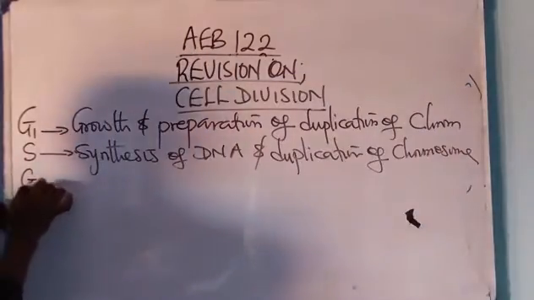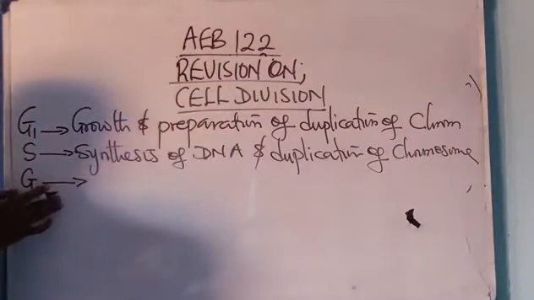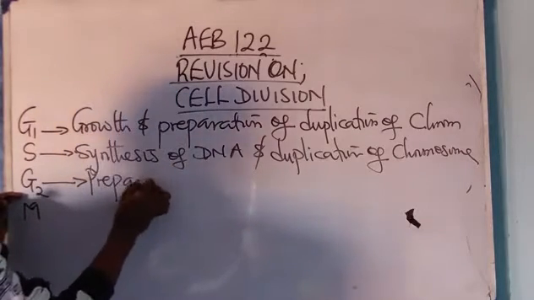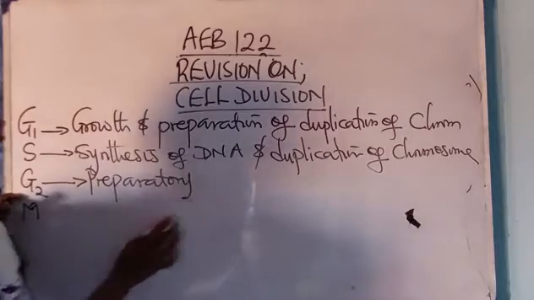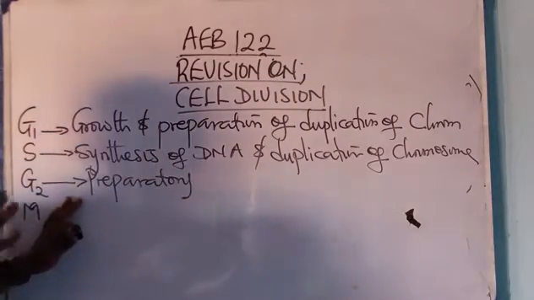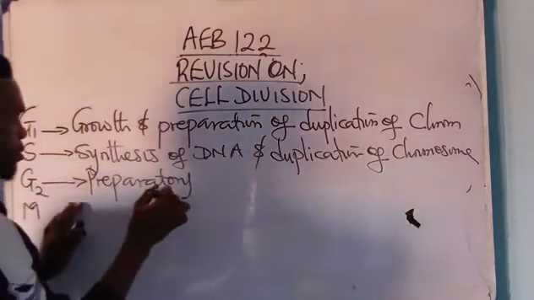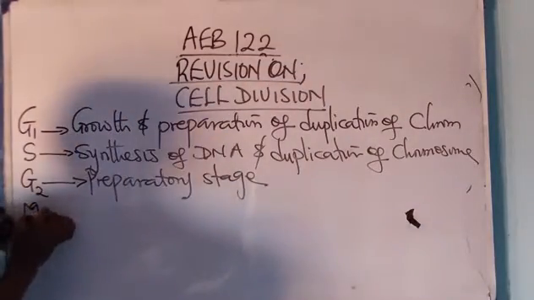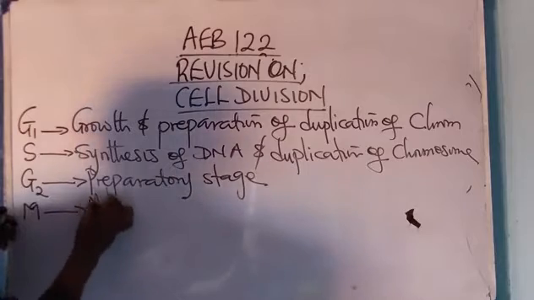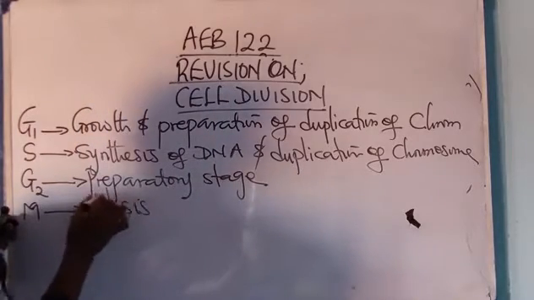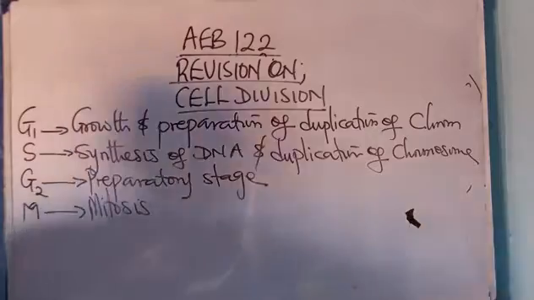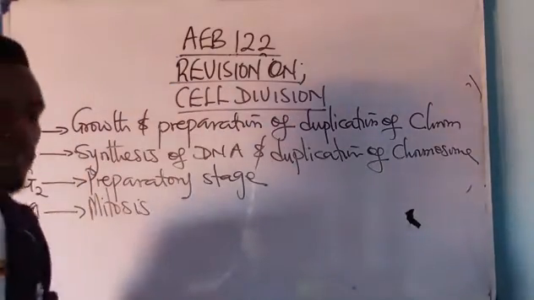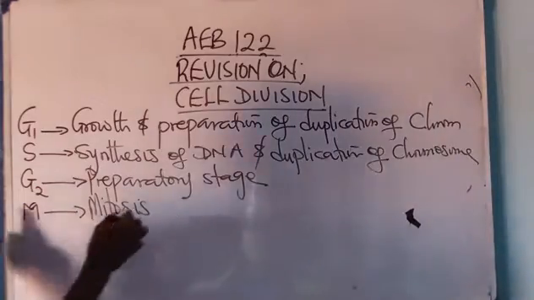Now this gap 2 stage is called the preparatory stage. All right. This gap 2 stage prepares itself for the mitosis stage. And this fourth stage is mitosis. So these are the four stages that occur during cell division.